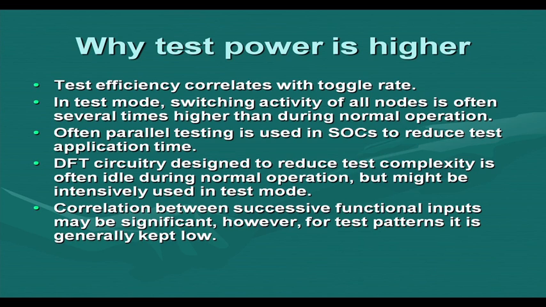Then in test mode, switching activity of all nodes is often several times higher than during normal operation. The switching activity is actually a measure of how many times the output changes when the system is operating. As we have seen, for a CMOS circuit, until this output changes, the dynamic power consumption is not there. And till say 90 nanometer technology, we have got 80% of power consumption of a circuit due to this dynamic power, and the rest due to static power.